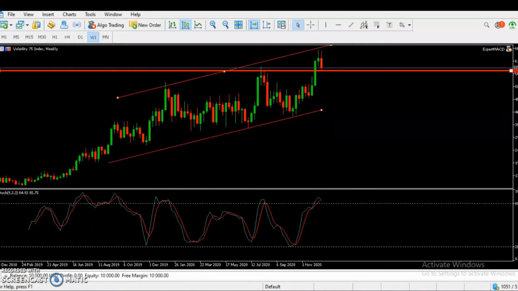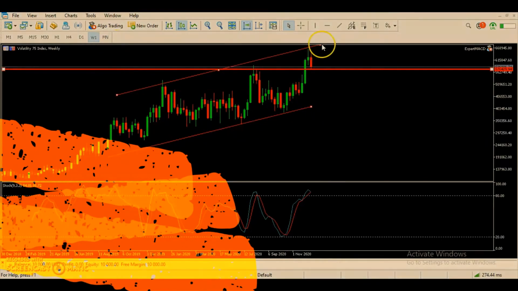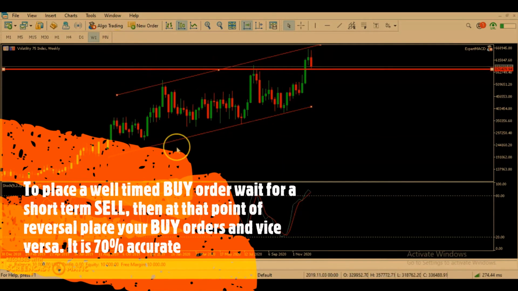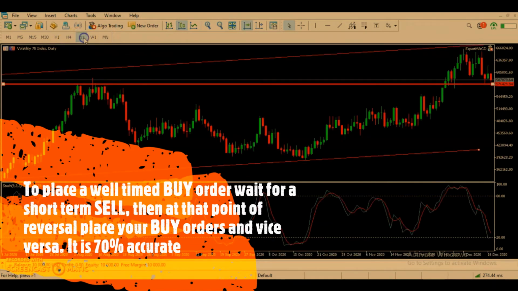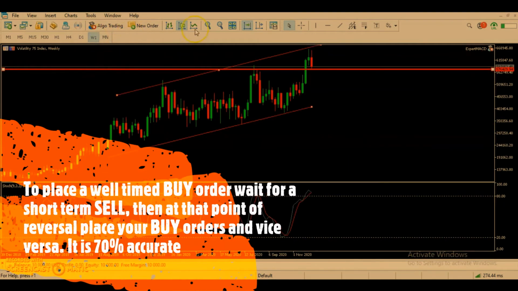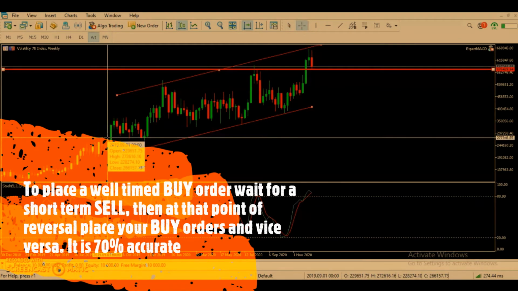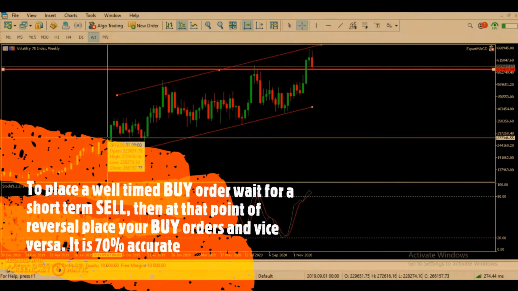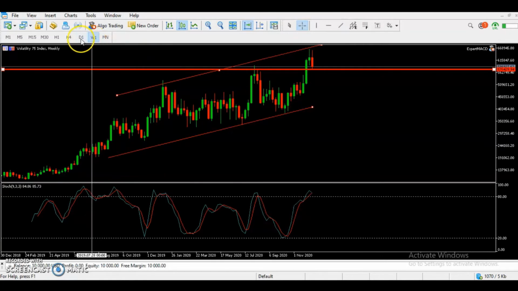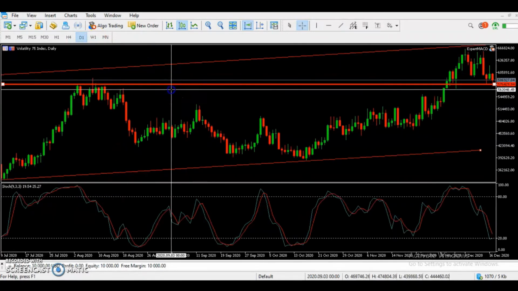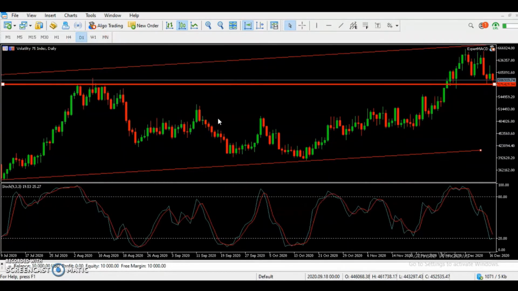Yes, so this is our channel right over here. Yeah, we have set it on the weekly. You can see also on the monthly it's still holding. Yeah, this graph has actually been holding that channel since 1st September 2019. So you can see it's actually a pretty strong trend.